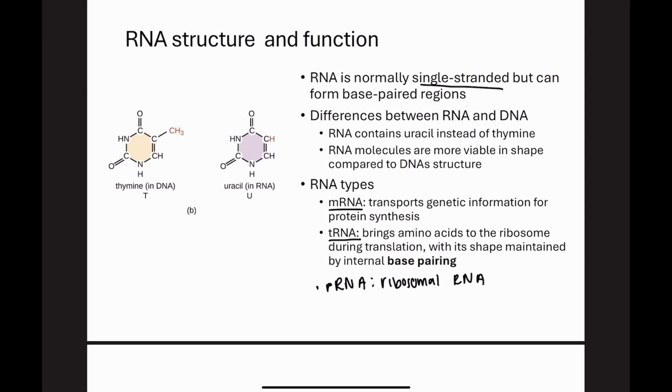And RNA is extremely versatile because its ability to fold into diverse shapes is what allows it to perform all of its various functions. These functions include catalyzing reactions, aiding in protein synthesis, and serving as an intermediary between DNA and protein.